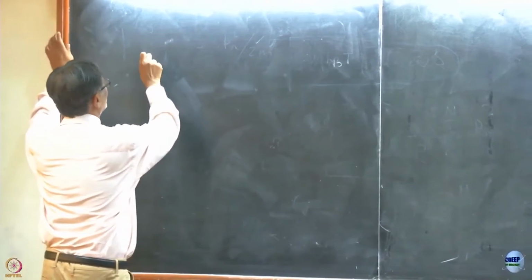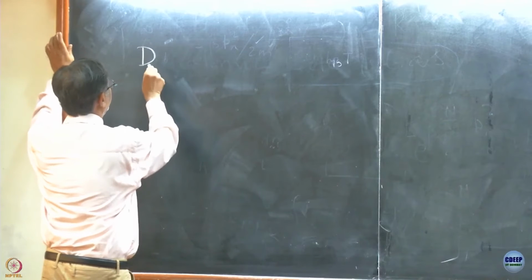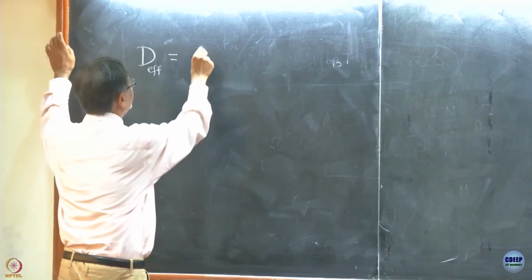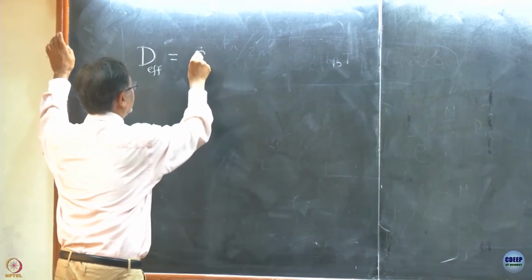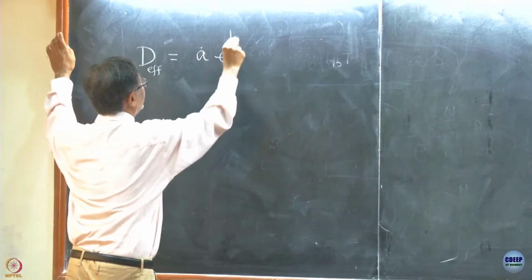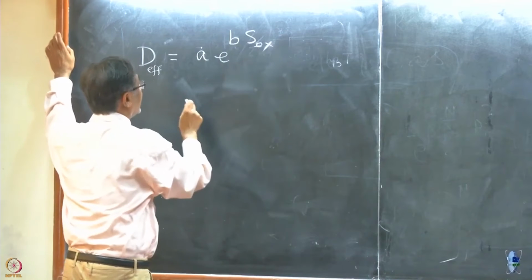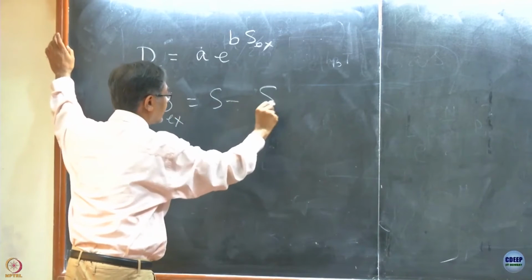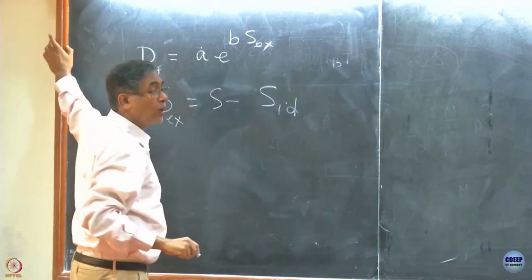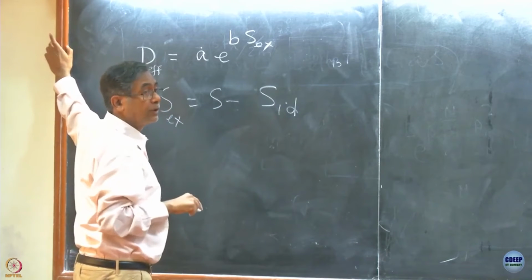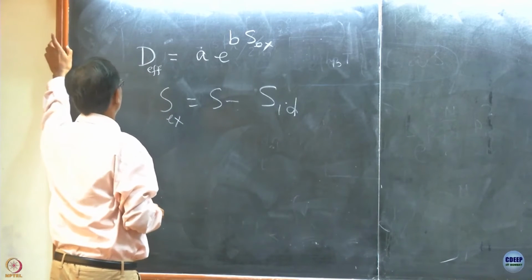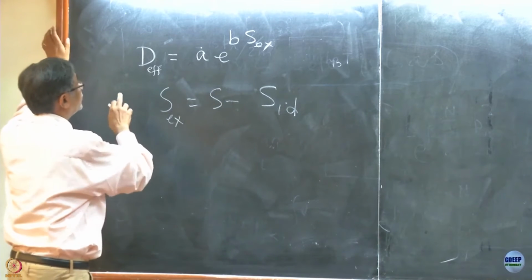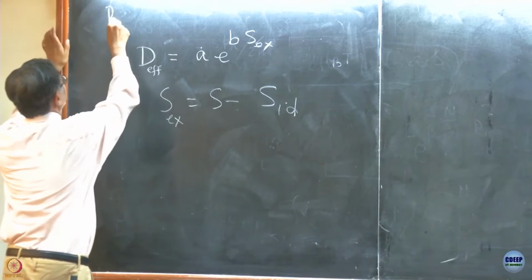The diffusion is called Rosenfeld scaling: D, or I sometimes put the effective diffusion in an interacting system, is A e to the power B S_x, where S_x is the entropy minus the ideal entropy. There is one more application which I have not written down because it was not in the book. This is cut and paste from my book. This beautiful relation is called Rosenfeld scaling.